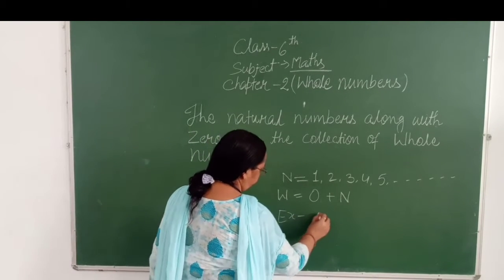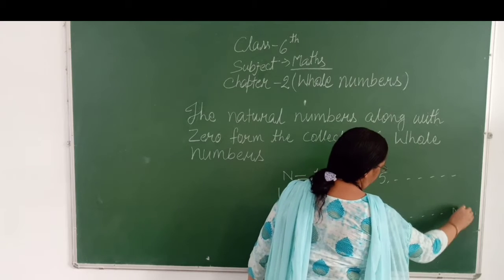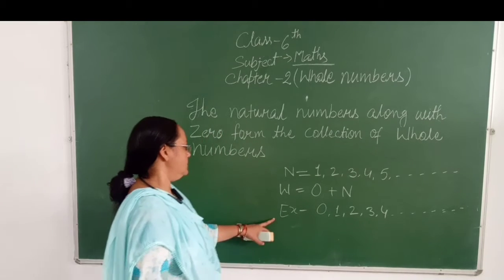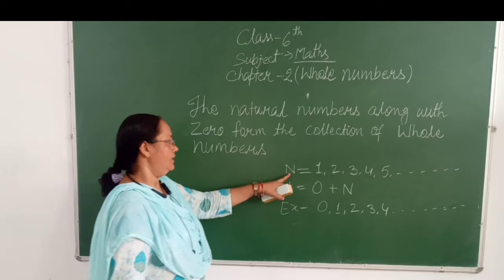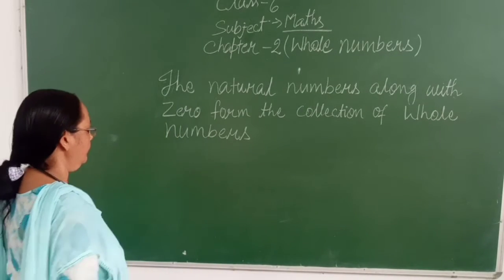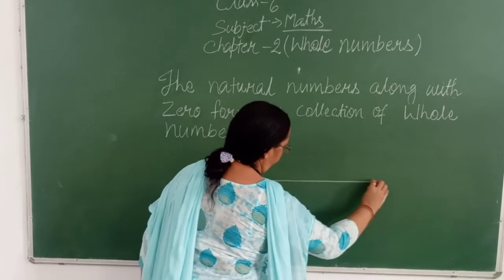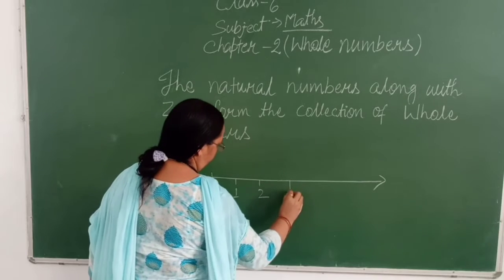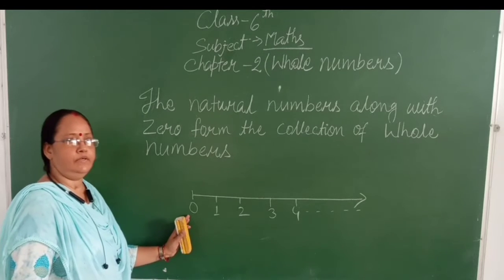Example: 0, 1, 2, 3, 4, and so on. This is an example of whole numbers and is represented by W. Whole numbers are represented by W and natural numbers are represented by N. And students, whole numbers on the number line are 0, 1, 2, 3, 4, and so on. This is the representation of whole numbers on the number line.